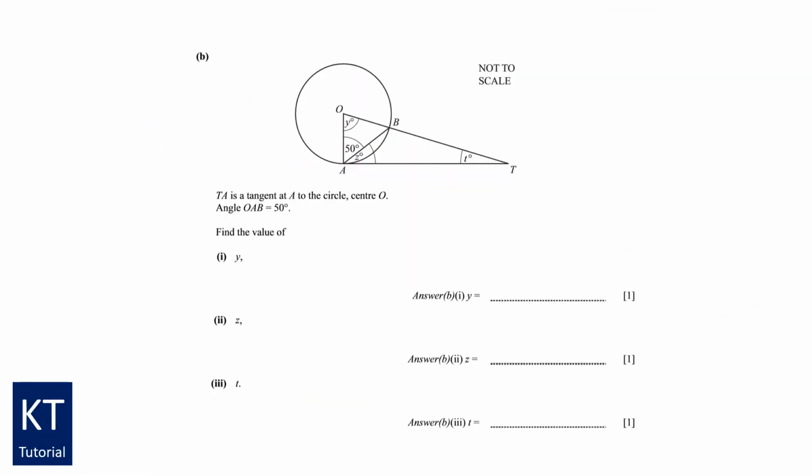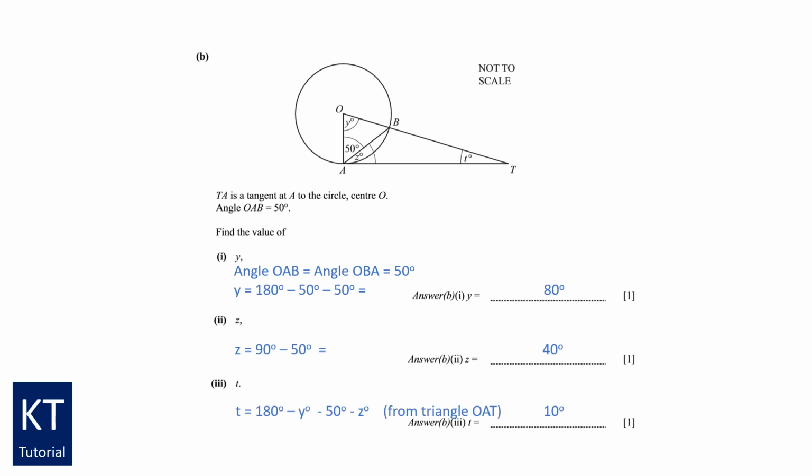Question 16b. TA is a tangent at A to the circle with center O. Angle AOB is 50 degrees. Find the value of y. With OAB being an isosceles triangle, y is 180 degrees minus 50 degrees minus 50 degrees. Next, find the value of z. With AT being a tangent against OA, z is 90 degrees minus 50 degrees. Next, find the value of t. With y and z being identified, you can decipher t from the triangle OAT.